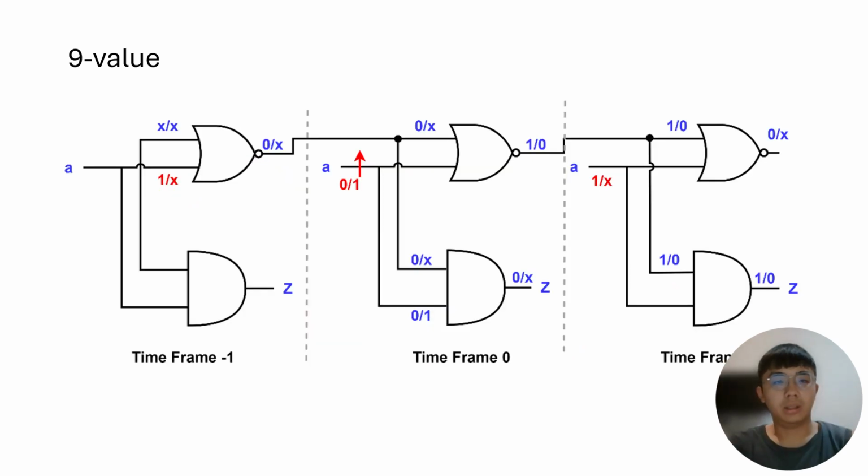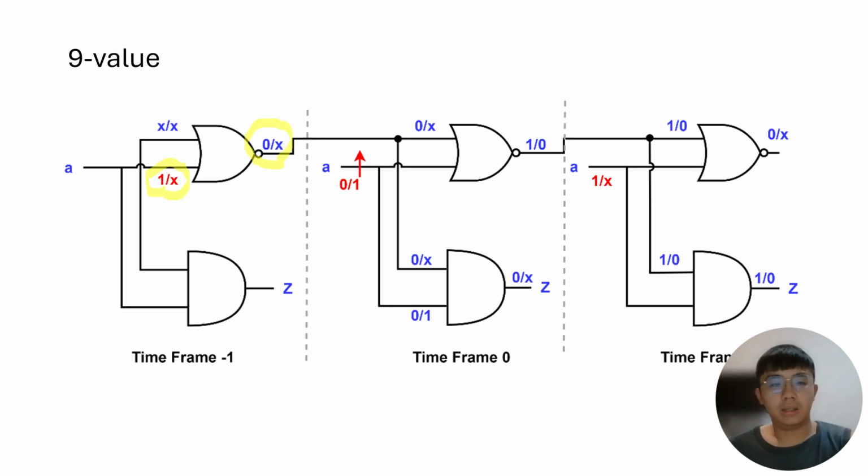The second problem is to do the previous circuit again by using 9-value logic. For 9-value, we can use 1/x in the input of time frame minus 1, which is here. Hence, we can easily get 0/x here.